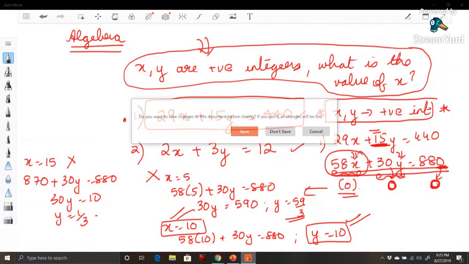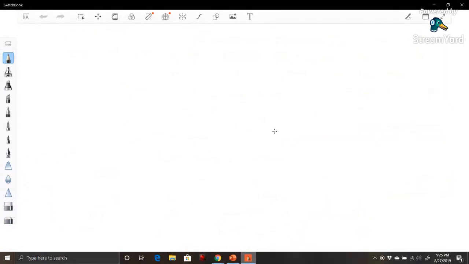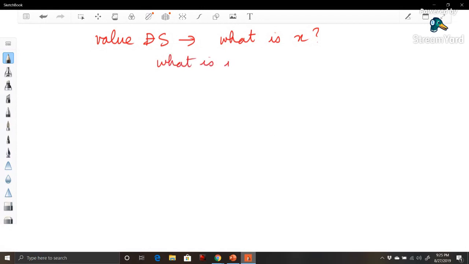For people who are new to data sufficiency, this is something that you'll have to get fixed in the first stage itself. For a value data sufficiency, the questions will be framed in this form: what is the value of x? It's like asking you what is my name. If I ask you what is my name, then the only way you can answer this is if you get one unique answer. You have to test for uniqueness and you have to get a definite value for the answer.